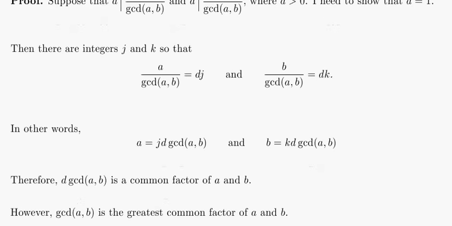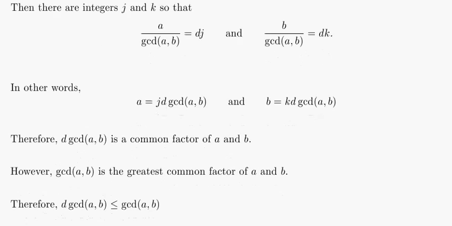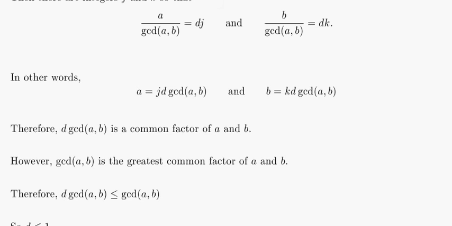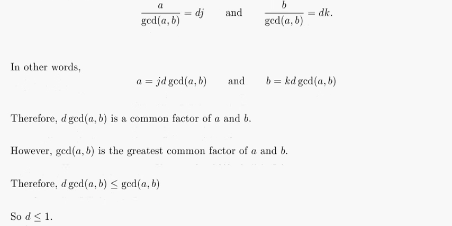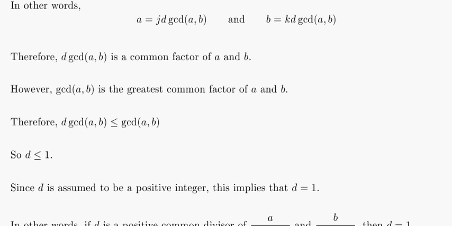Well, that's kind of funny, because GCD(a, b) is supposed to be the greatest common factor of a and b. So this is a common factor, and this is supposed to be the greatest common divisor. Therefore, the only way that happens is if d times GCD(a, b), this common factor, is less than or equal to the greatest common divisor, GCD(a, b). Well, the greatest common divisor is positive, so I can divide out, and that means that d is less than or equal to 1. By assumption, d is a positive integer, and if d is less than or equal to 1 and d is a positive integer, the only way that can happen is if d is equal to 1.